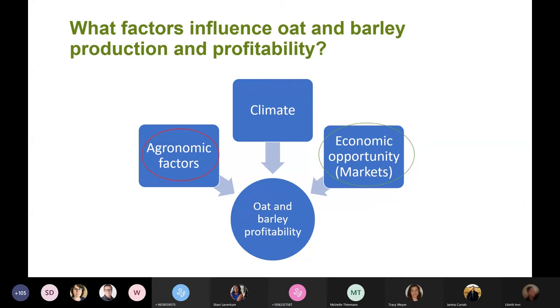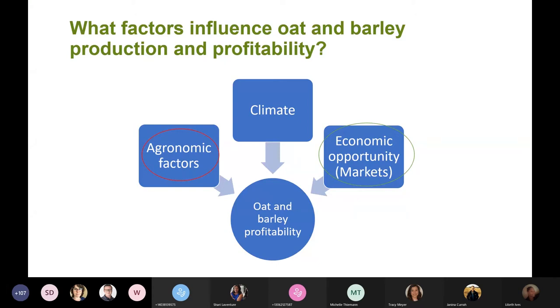oat and barley. I mean, I'm sure everyone here would love if they had some amount of control over climate or over the weather. But because we don't, we have to strive to manage those factors that are considered to be in the realm of the controllable. And these would be agronomic factors and markets, right? I mean, we probably have more opportunities to control our agronomic factors than we do marketing.